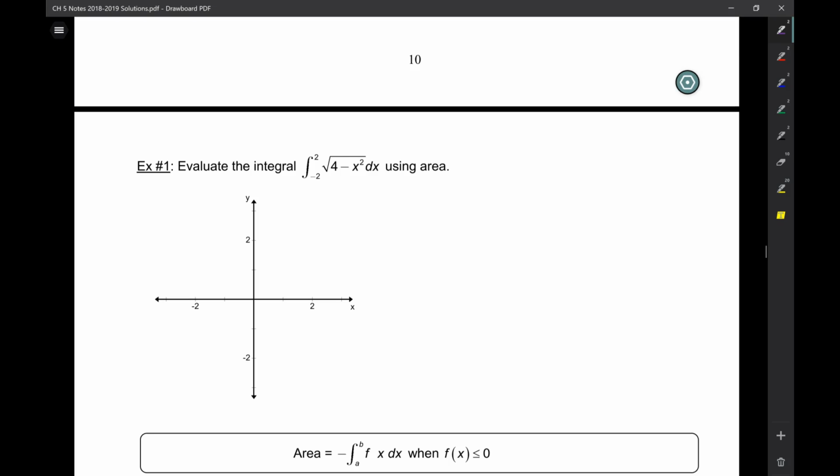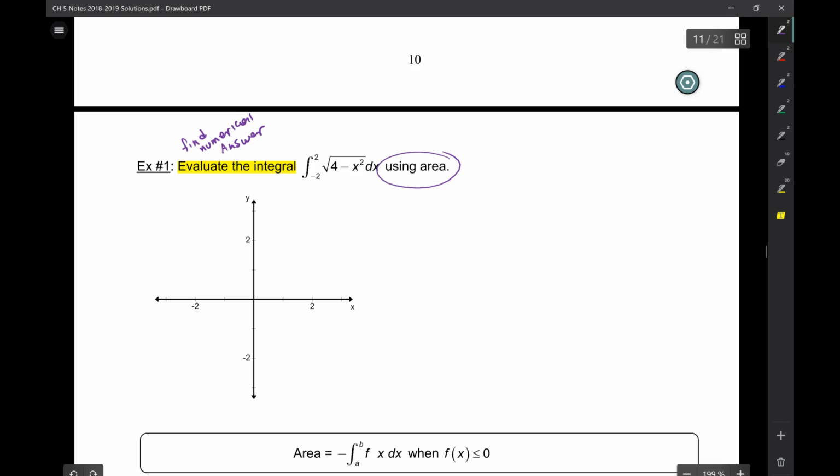Funny thing, all right, here it says evaluate the integral. What does the term evaluate mean? Find the numerical answer. Sometimes it'll say set up but do not evaluate. So evaluate means find a numerical answer. Now it says evaluate the integral using area.